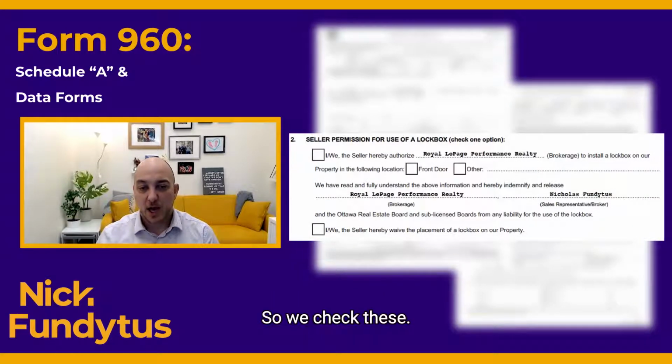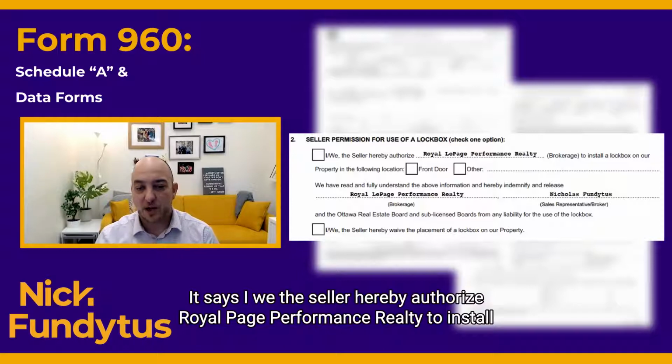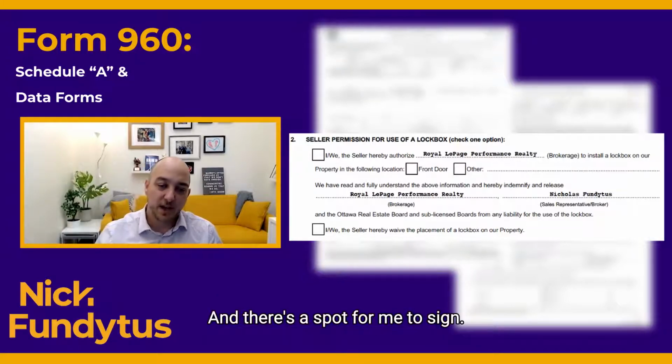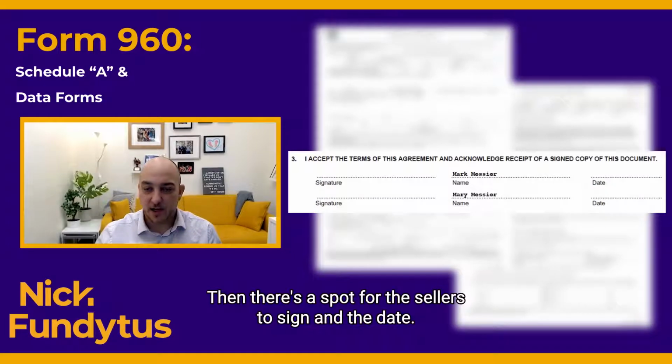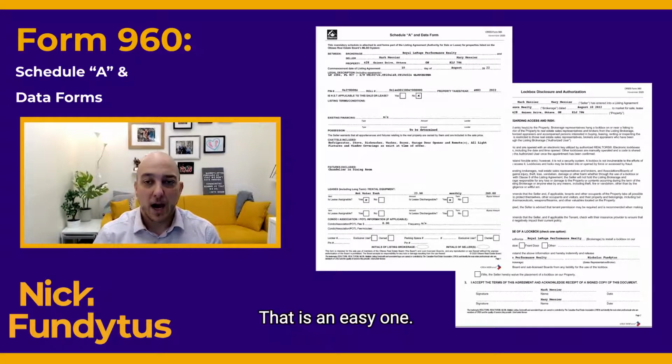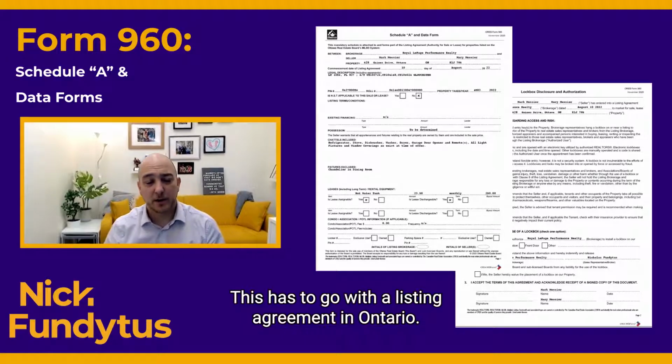Number 2, seller permission for use of a lockbox. So we check these. It says, we, the seller, hereby authorize Royal LePage Performance Realty to install a lockbox in whatever location makes sense on the property. And there's a spot for me to sign. Then there's a spot for the sellers to sign and the date. And that is the whole form. That is an easy one. This has to go with a listing agreement in Ontario.